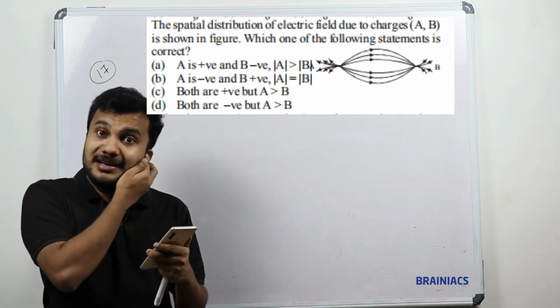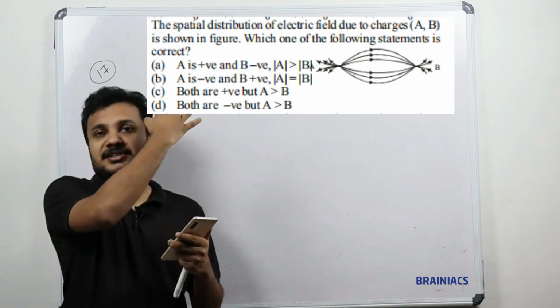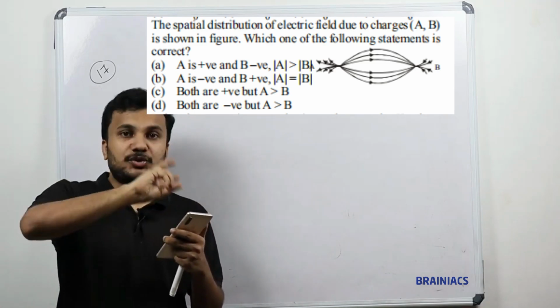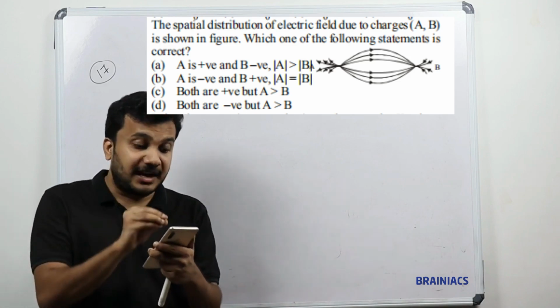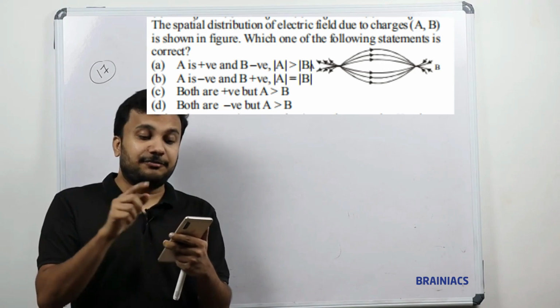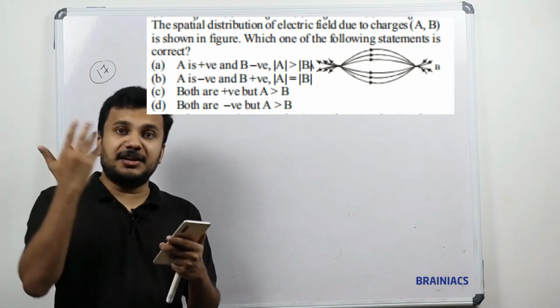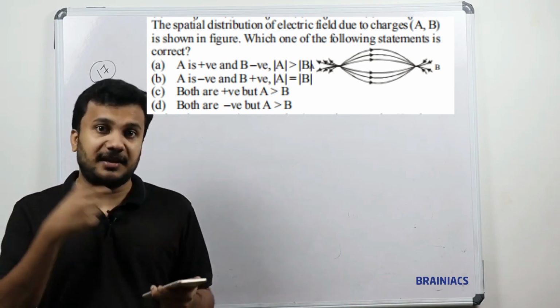Point A, how many lines will be there? At least how many lines are going out? On the left side, 3 lines are going out. On the right side also 3 lines are going out. So the number of lines coming from A is very high compared to that of B. For B, 2 lines are coming. For A, 3 lines are going out. So A will be higher than B.